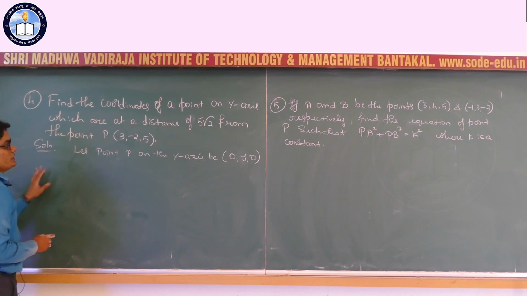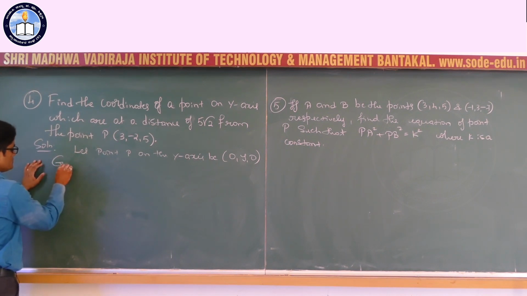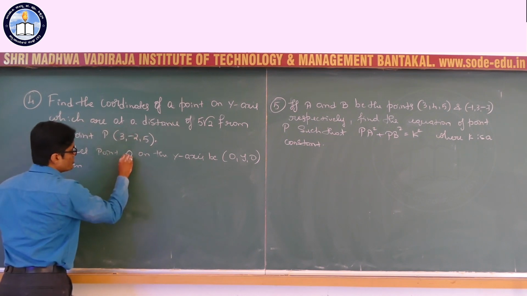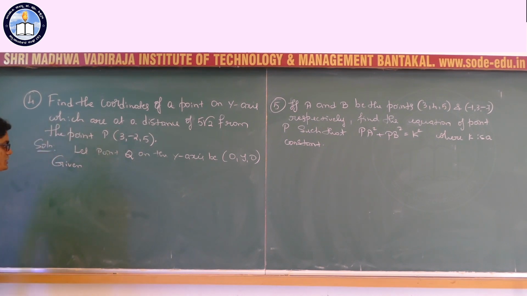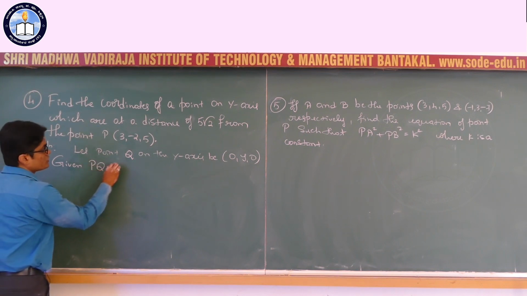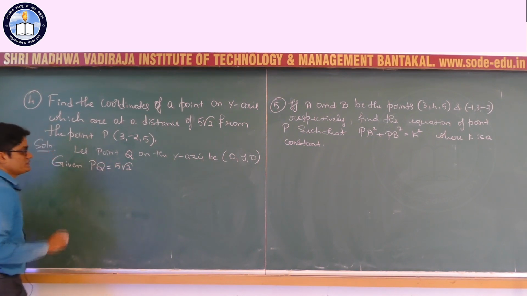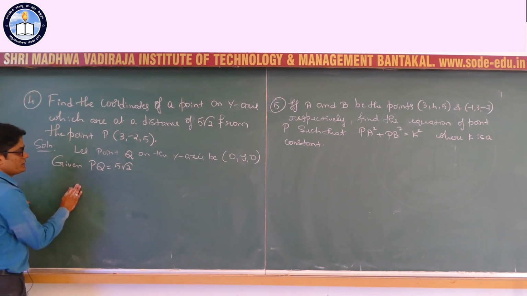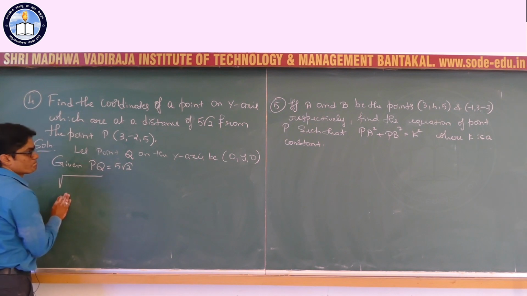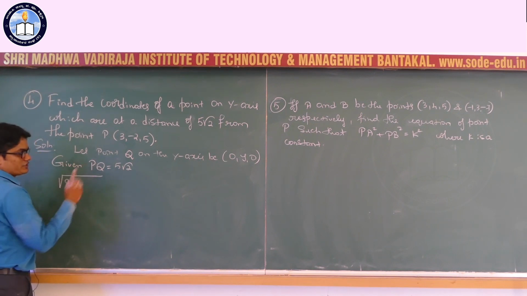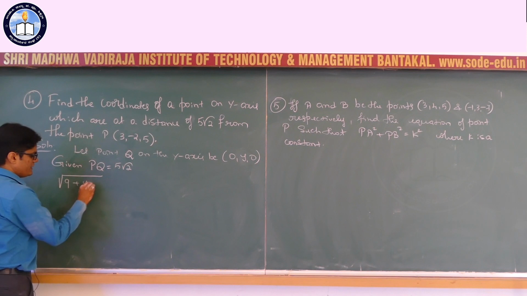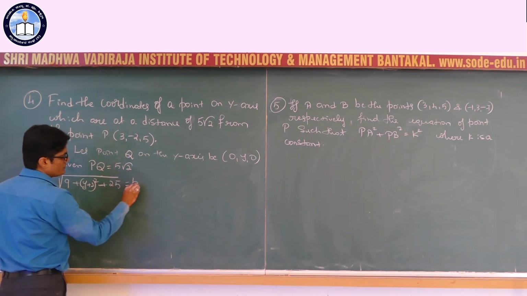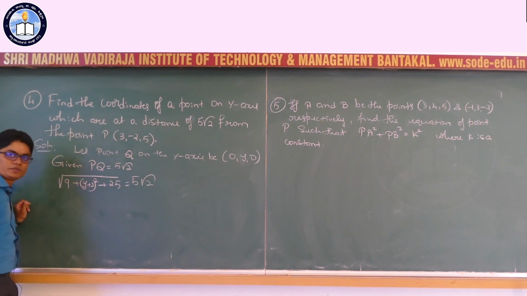Now what is given? Let the given point be Q, because P is already used in the question. PQ is equal to 5 root 2. The distance from P to Q is 5 root 2. So what is the distance formula? Square root of (3 minus 0) whole square, that is 9, plus (y plus 2) whole square plus 25 equals 5 root 2. I'm just using the distance formula, nothing else.